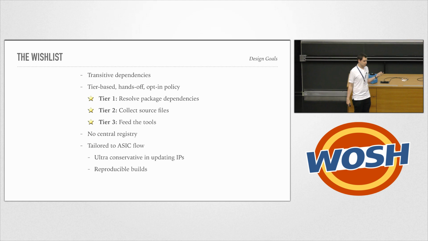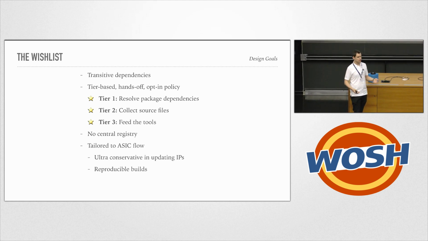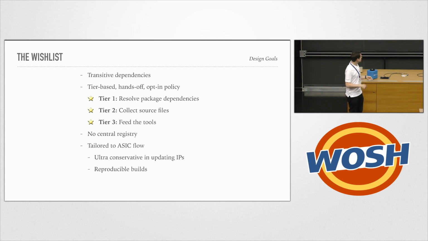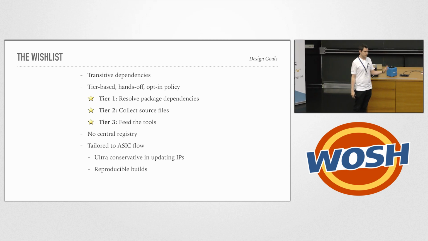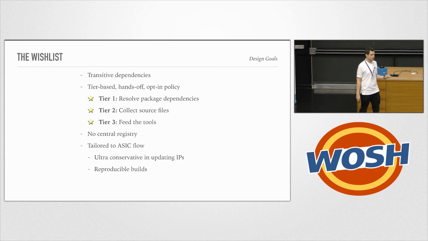And we want this to be tailored to an ASIC flow. So it should be ultra conservative when updating IPs, because you don't want to be in the process of actually making a chip and then the tool changes something underneath your feet and everything breaks. And you have to go back and do all the verification again. And this kind of reproducible builds also goes into this. So you want to be sure that once you've taped out a chip, you have a clean understanding of what version of which IP was actually in the silicon.